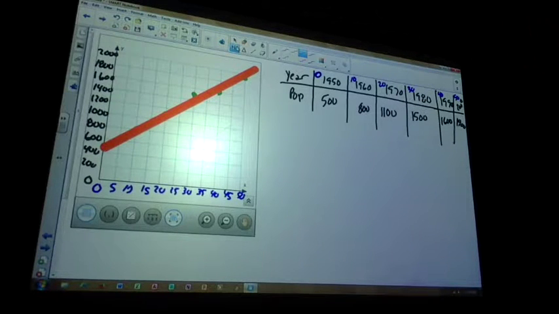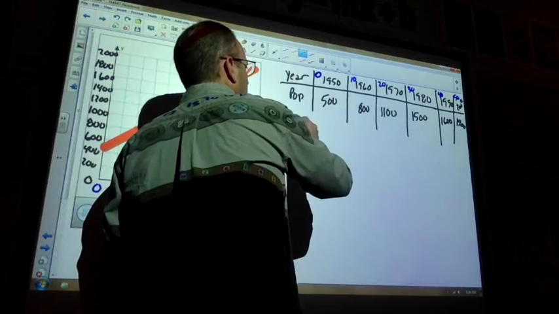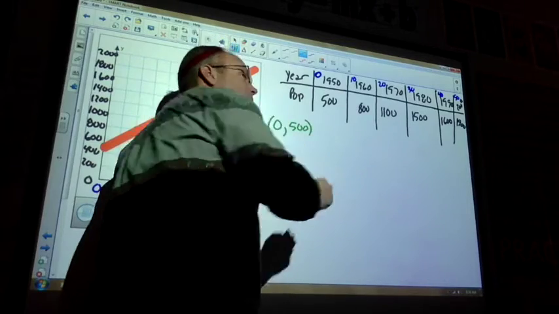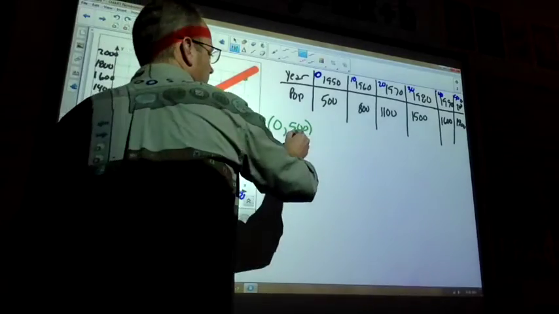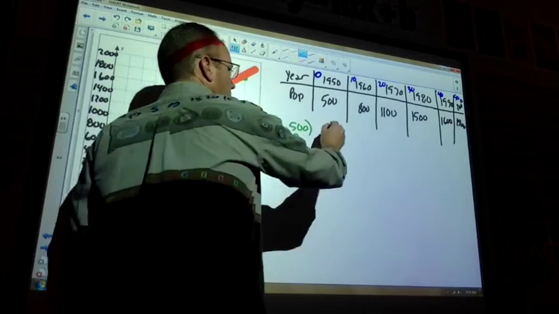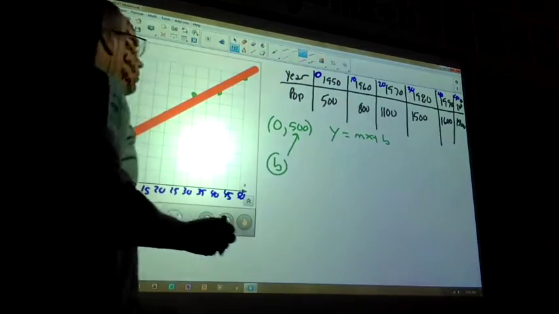All right, so item 1. Would I know where it crosses the y-axis in the context of this problem? Yes. 0, 500. Now, what does this help me with? It helps me with slope, absolutely. I mean, that's the y-intercept. This is my b value right here. So I'm already set with this equation so far. I need to figure out slope.